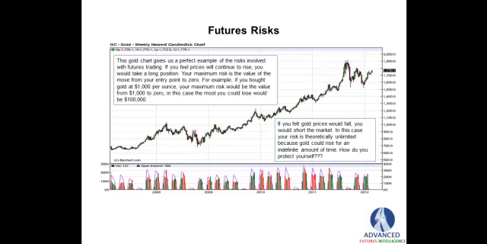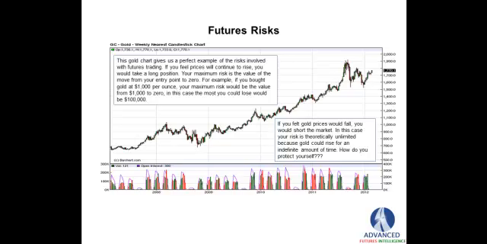So, for example, if you bought gold at $1,000 per ounce, then your maximum risk would be the value from your entry point, which is $1,000, to zero. A commodity can't trade below zero, so you have a floor on your risk. So in this case, if you bought gold at $1,000 an ounce, your maximum risk in this contract would be $100,000.